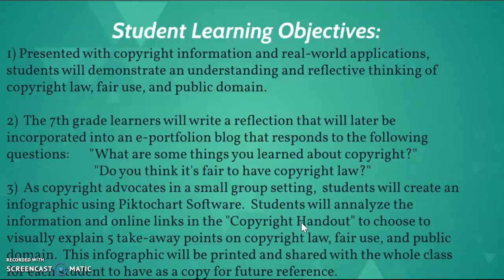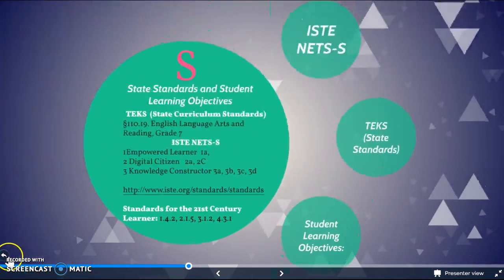And then 3 is as copyright advocates in a small group setting. So this is the third part. They're going to meet as a group and create an infographic using Piktochart software with 5 takeaway points on copyright law, fair use, and public domain. So what they've learned, but then they'll also refer to the copyright handout, the Google handout, with links to more information about each topic, so that way they can go into it a little bit further and do the research themselves, and then apply that, bring it together, and visually demonstrate it through their graphic. So these are the 3 output deliverables that the students perform.